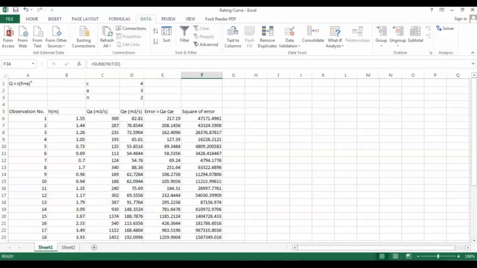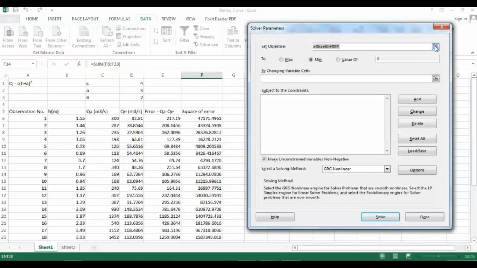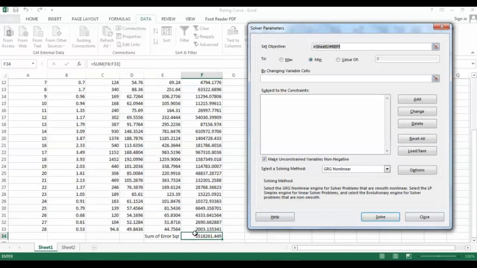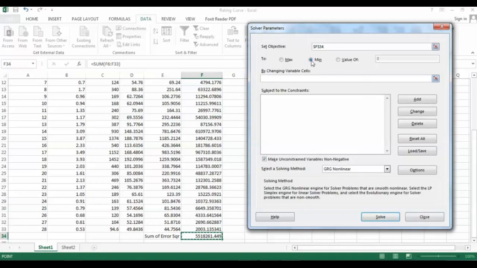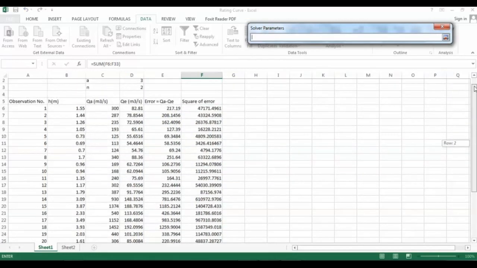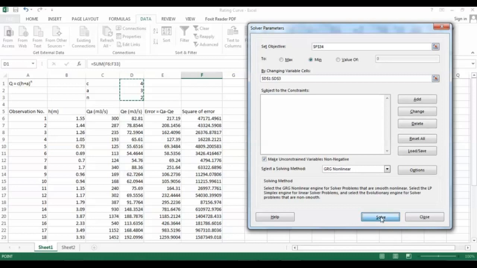Once you find that, go to Solver and set your objective. Our objective is to minimize the total error. So this is the sum of square of errors, and our objective is to minimize it. I select this cell as my target cell, and the parameters to be manipulated are C, A, and N, because we assumed these randomly. By manipulating these, at the point where we obtain the minimum square of error, our C, A, and N values will be estimated. So you say okay, let's solve it.